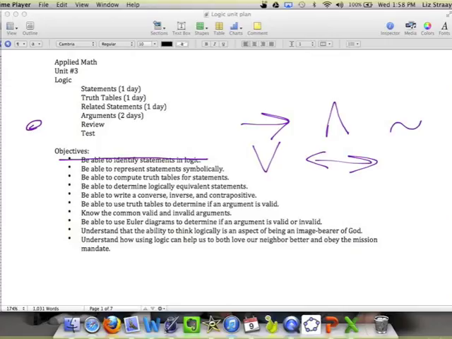And know our negation symbol. So if we're saying "not," then we use that symbol. So being able to take words and turn them into these symbols, and vice versa, being able to take symbols and turn them back into words. That's the representing statements symbolically objective that will be tested.